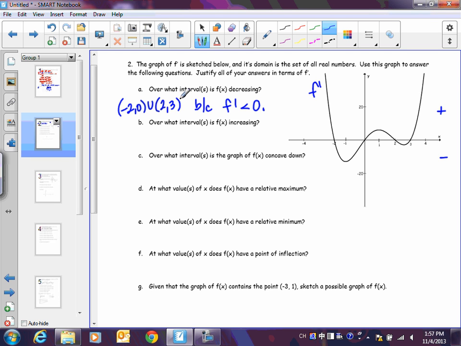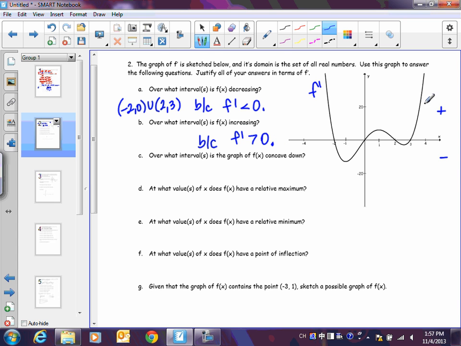Do you see how it'd be easy to get mixed up here? You have to know that they're talking about the derivative here. This is why when you start with the justification, it's easier. Start with your justification, go to the graph, and figure out how to find your information. So B says, over what interval is f of x increasing? Again, I'm not talking about this graph increasing. So start with your justification. Here, f prime would be positive.